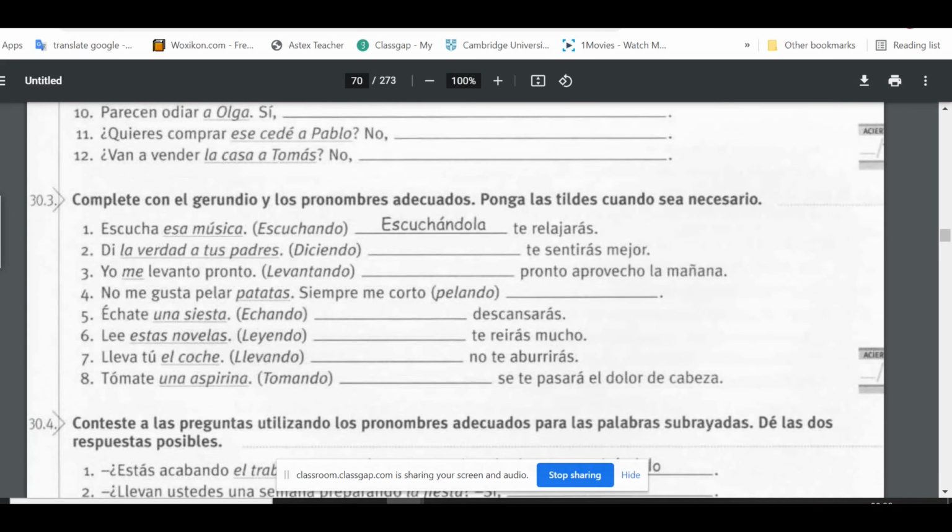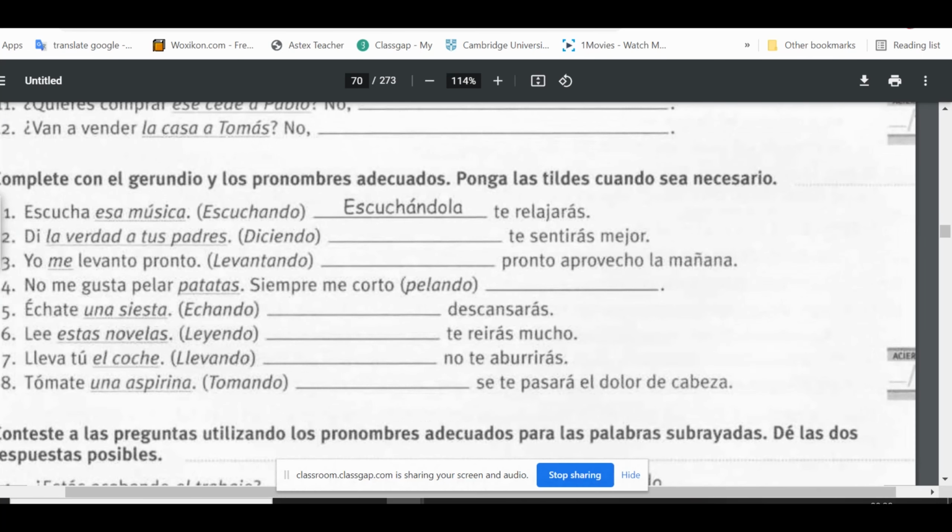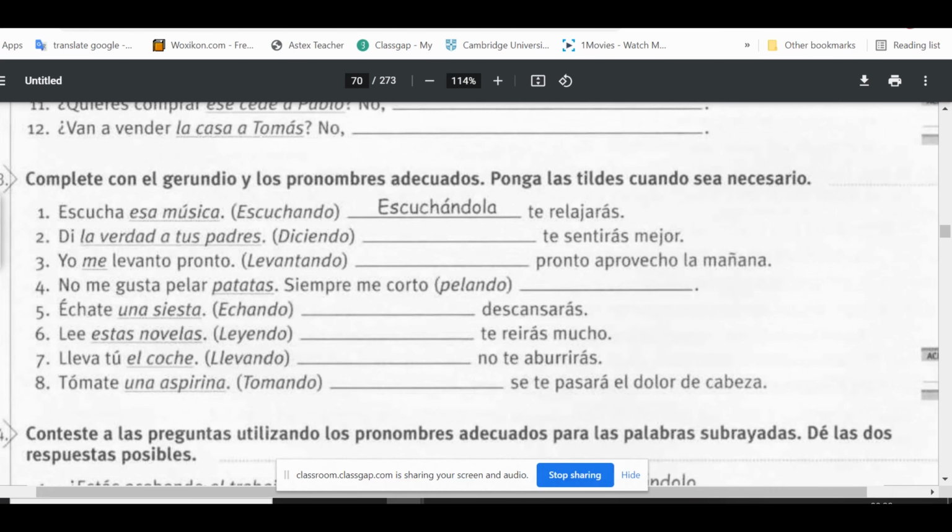Okay. Now we're gonna practice with gerunds. It's very easy. So first of all, what is a gerund? A gerund in Spanish is a verb ending with -ando or -iendo. And that basically means listening, doing, or by listening, by doing, by whatever, right? So -ing in English. Exactly.